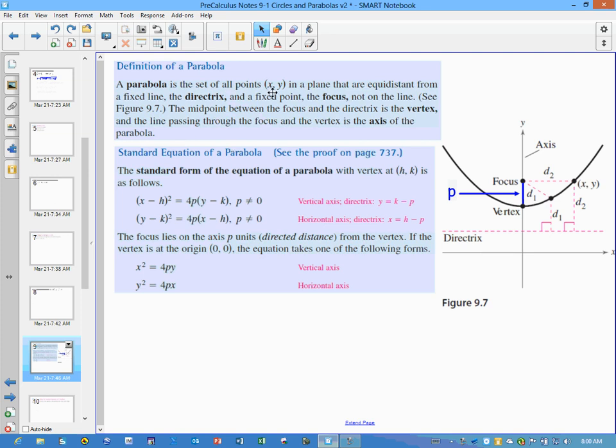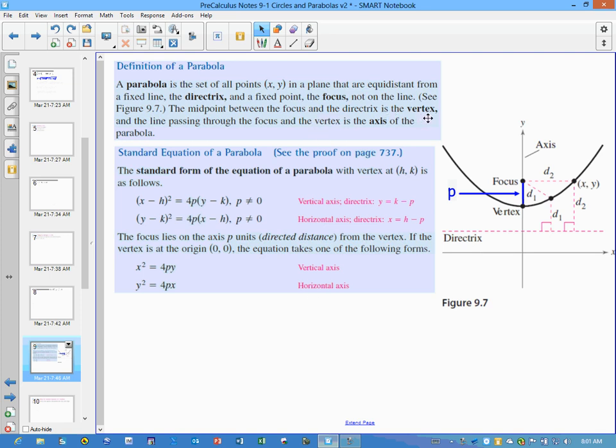It's the set of all points, so just like the circle, it is a set of points. It's a set of all points that's equidistant from a fixed line and a point. So if you remember, the circle was a set of all points equidistant from a point. This is the set of all points equidistant from a point and a line. That line we call the directrix, and that point we call the focus. And the plural of focus, by the way, is foci, which we will be seeing when we have ellipses. They have more than one focus.